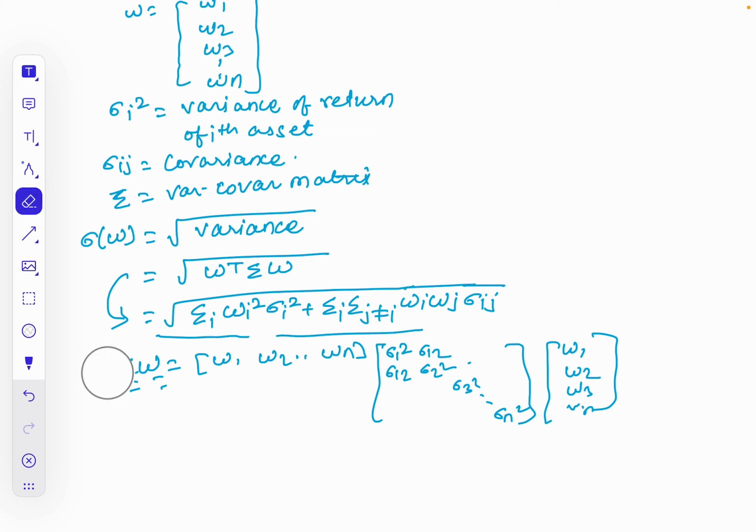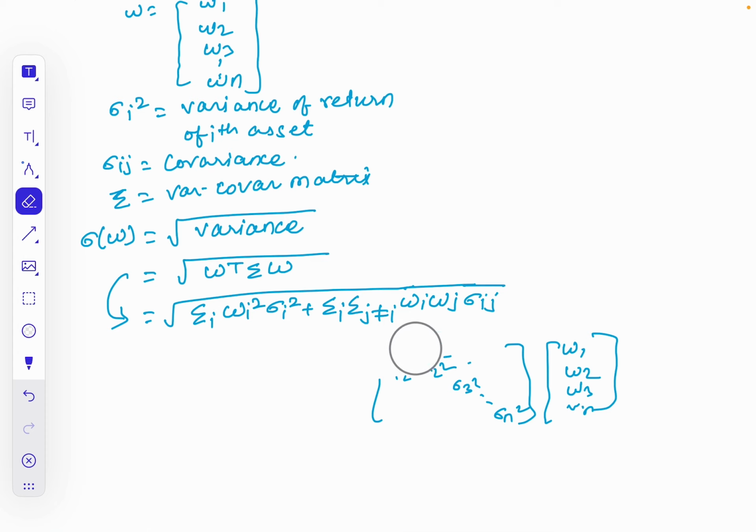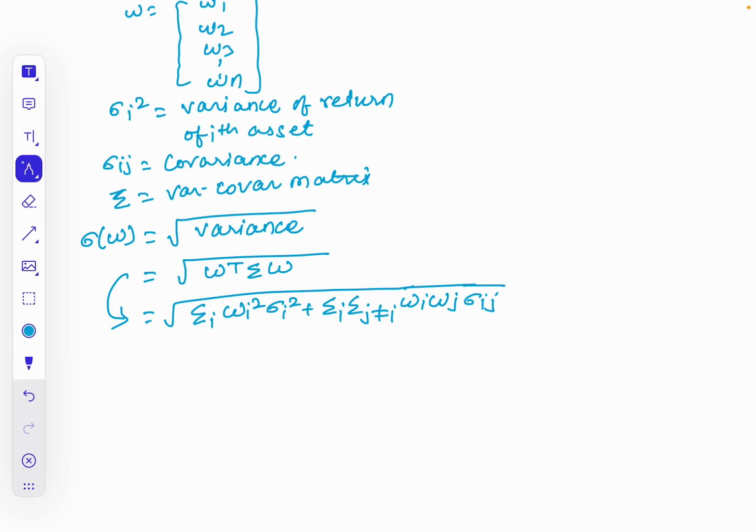Okay. Now, since this multiplication would be a bit difficult to interpret at this stage, I would like you to walk through the two asset case. The variance of the portfolio when you have two assets is nothing but omega 1 square sigma 1 square plus omega 2 square sigma 2 square plus 2 omega 1 omega 2 sigma 1 2, so this is the covariance. Now you can see this is nothing but this term. So this term is the first term.